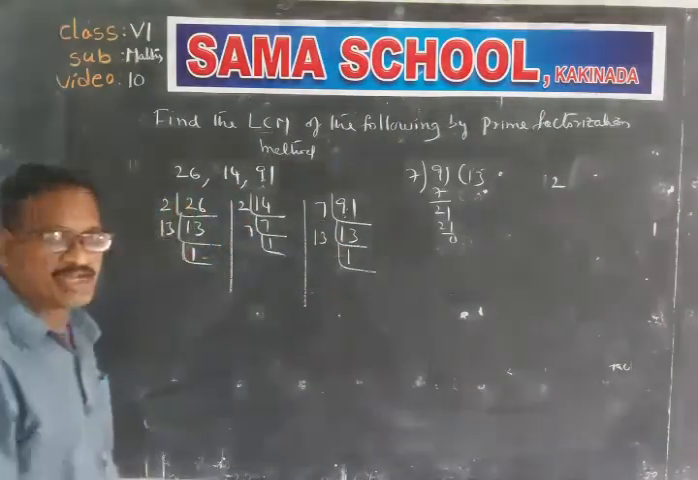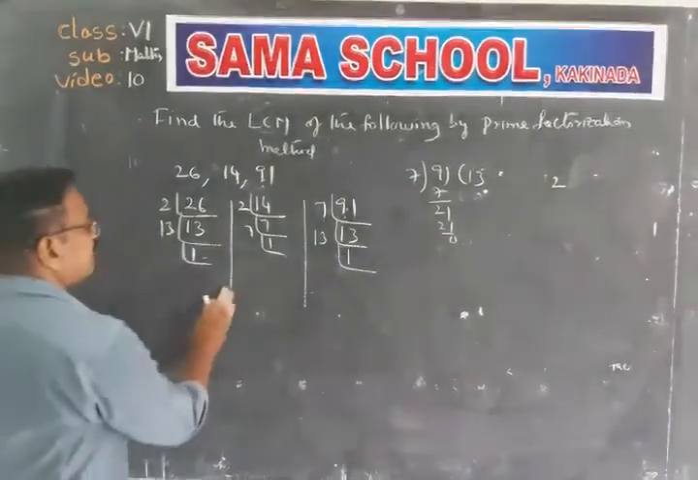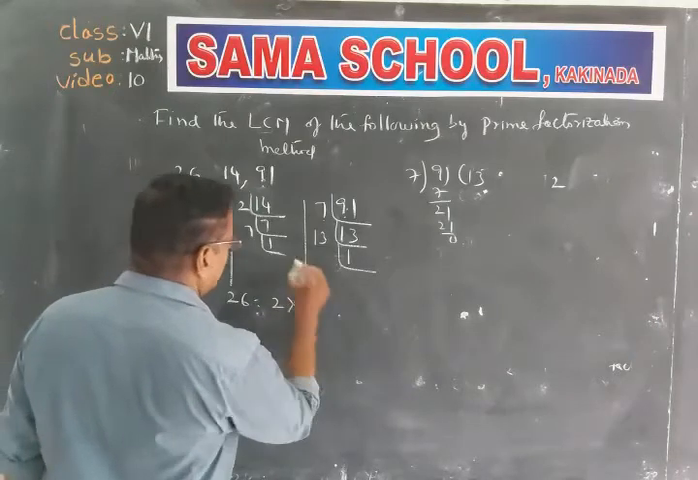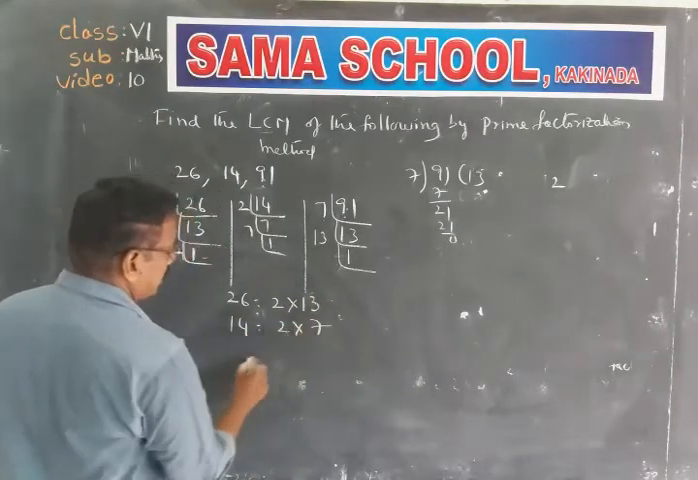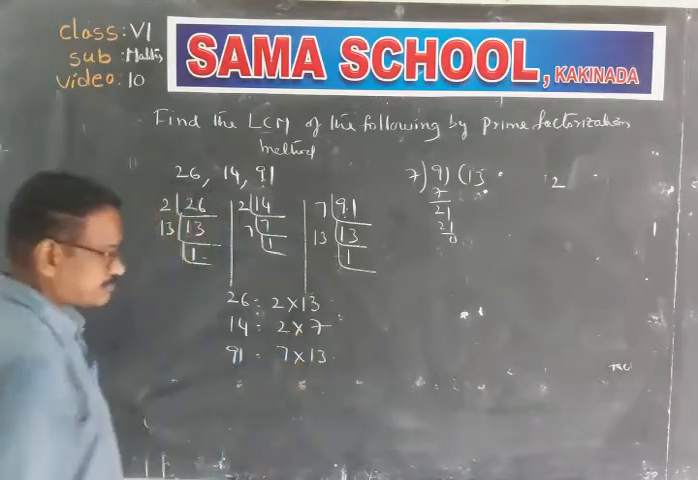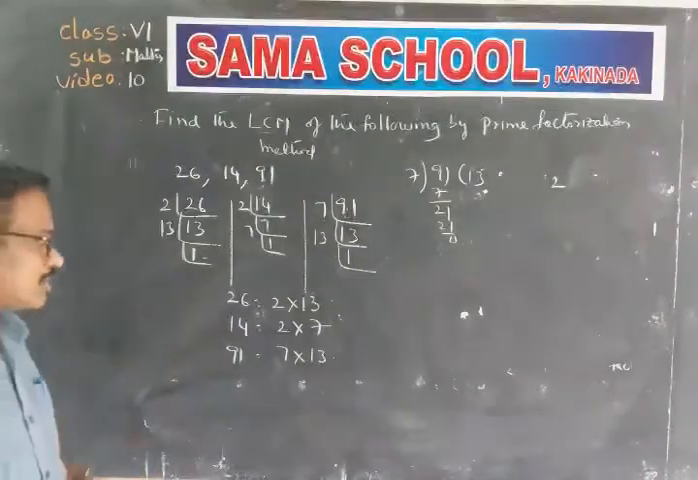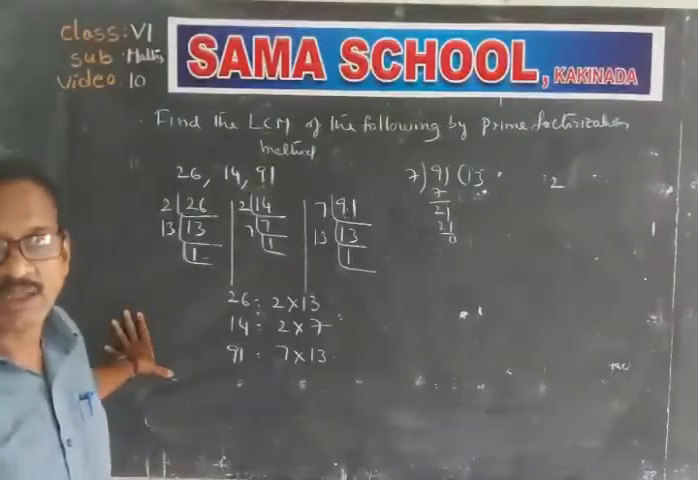Okay, now you write the product of the prime factors. 26 is equal to 2 into 13. 14 is equal to 2 into 7. 91 is equal to 7 into 13. This is the product of prime factors of these three given numbers. What to do next?